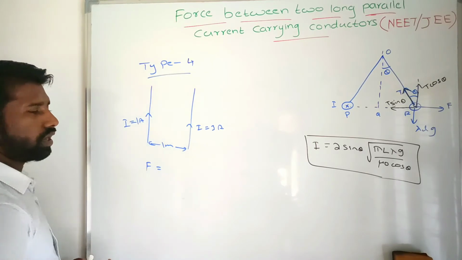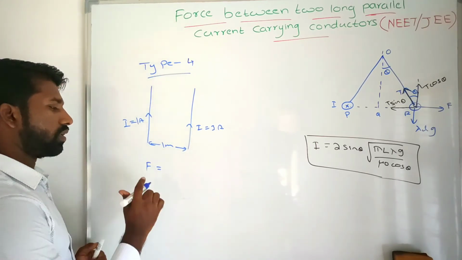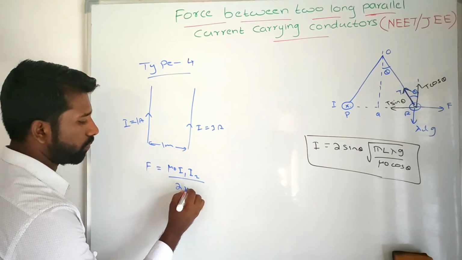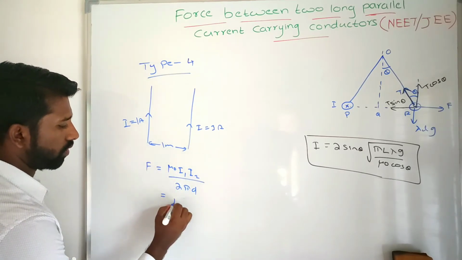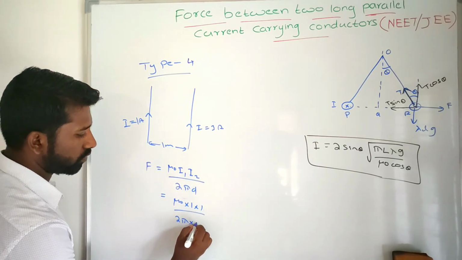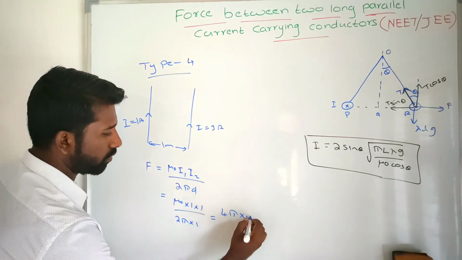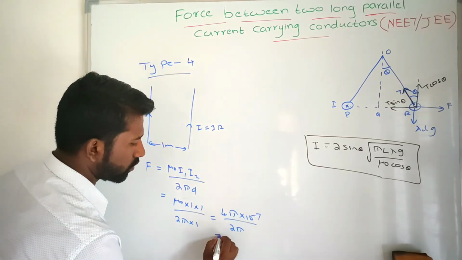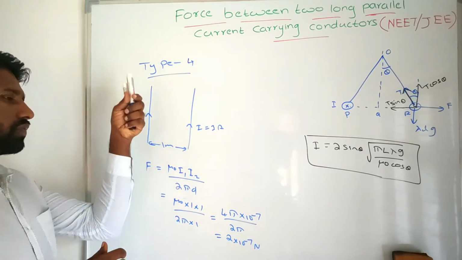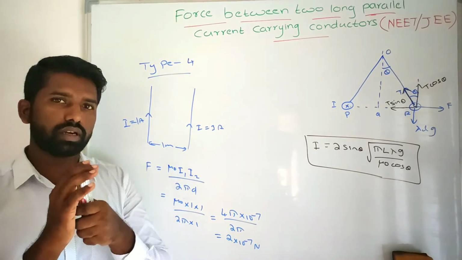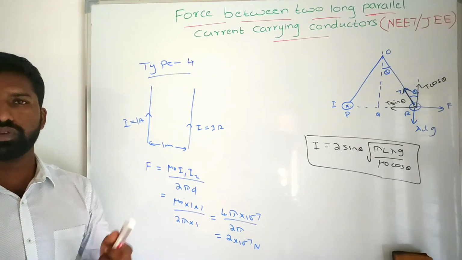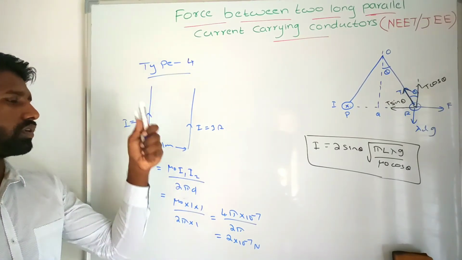Okay, so if two current carrying conductors are placed some distance apart, the force formula is mu 0 I1 I2 divided by 2 pi d. Now you can substitute the I1 I2 value, that is 1 into 1 divided by 2 pi into 1. What about the mu 0 value? That is 4 pi into 10 power minus 7 divided by 2 pi. So you will get the answer 2 into 10 power minus 7 Newton. This is the force between two current carrying conductors placed 1 meter apart when a current of 1 ampere flows through each. This is about type 4.